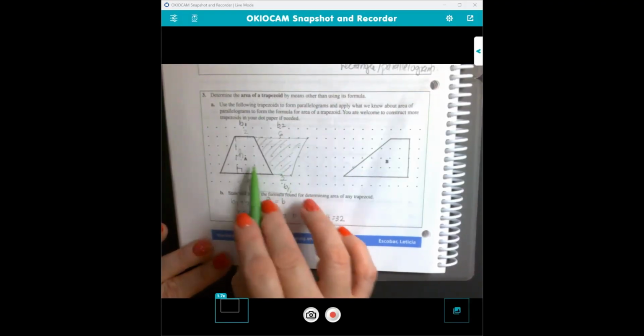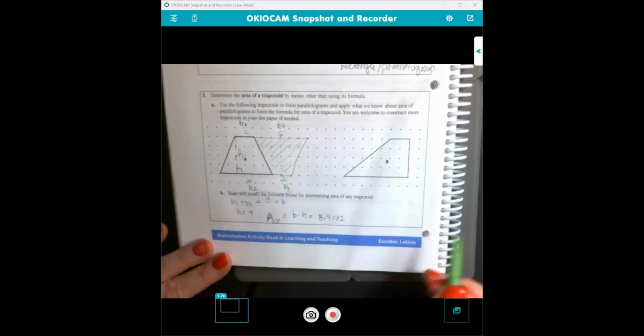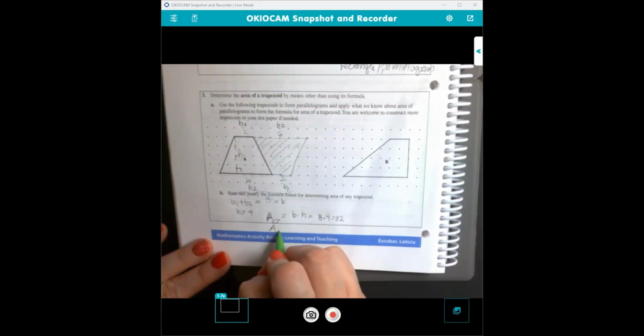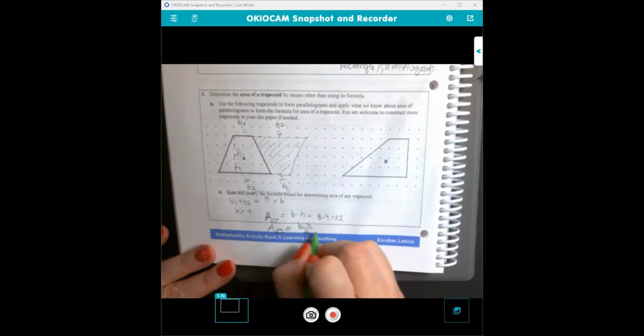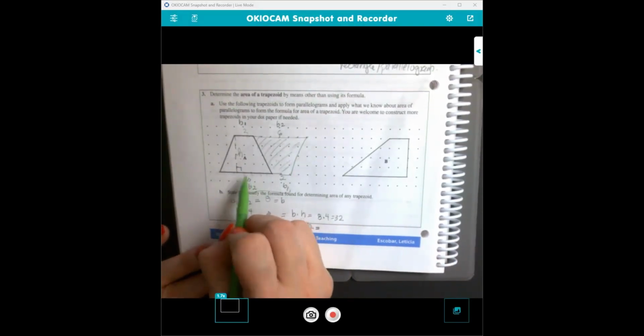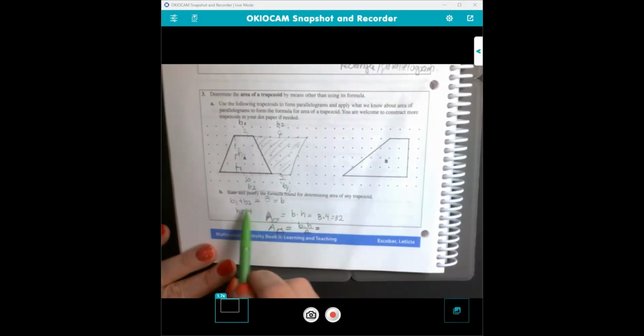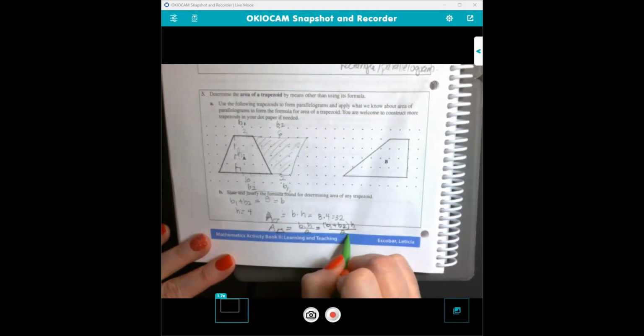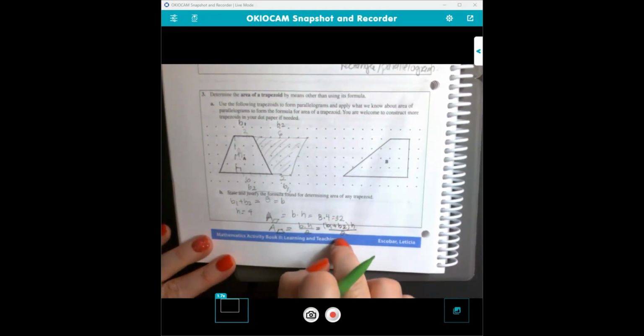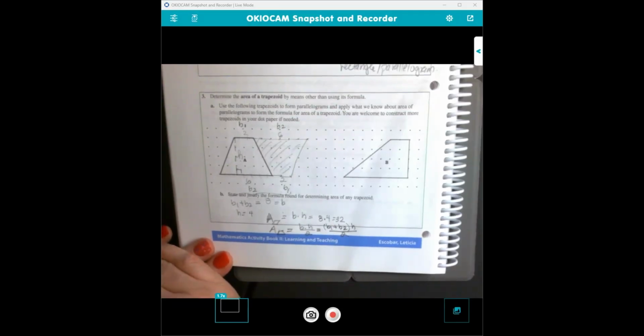But remember that we did not start with a parallelogram. We started with a trapezoid and we doubled it, right? So to find the area of the trapezoid, we are going to do base times height, but we're going to divide it by 2, okay? Now, we don't have just one base. We have 2 bases. Remember, we call them B1 plus B2. So we're going to substitute that: B1 plus B2 times H divided by 2. And that is the formula for the area of the trapezoid.